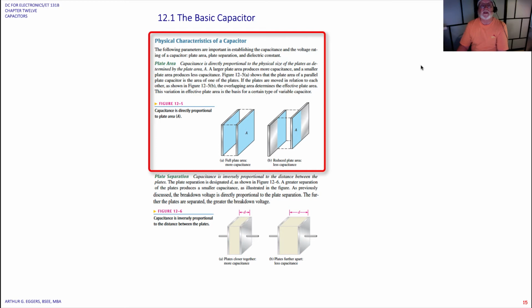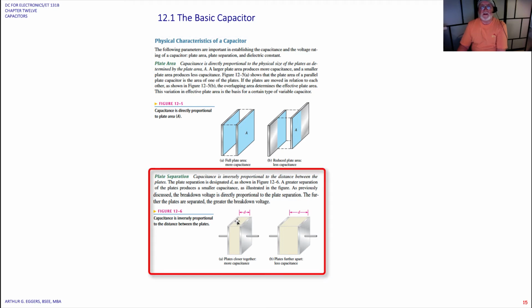Plate area: the capacitance is directly proportional to the physical size of the plates as determined by the plate area. So you can see that these two are completely lined up. If we start to move the plates, we start changing the plate area and the capacitance for the device. If the plates are moved in relation to each other, as shown, the overlapping area determines the effective plate area.